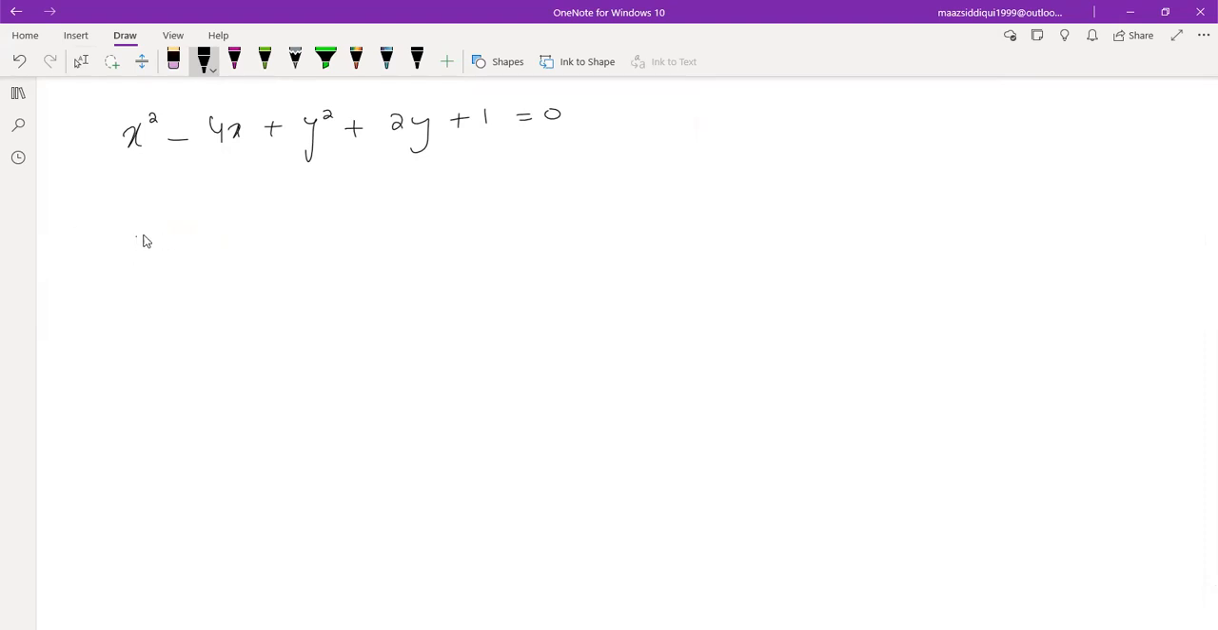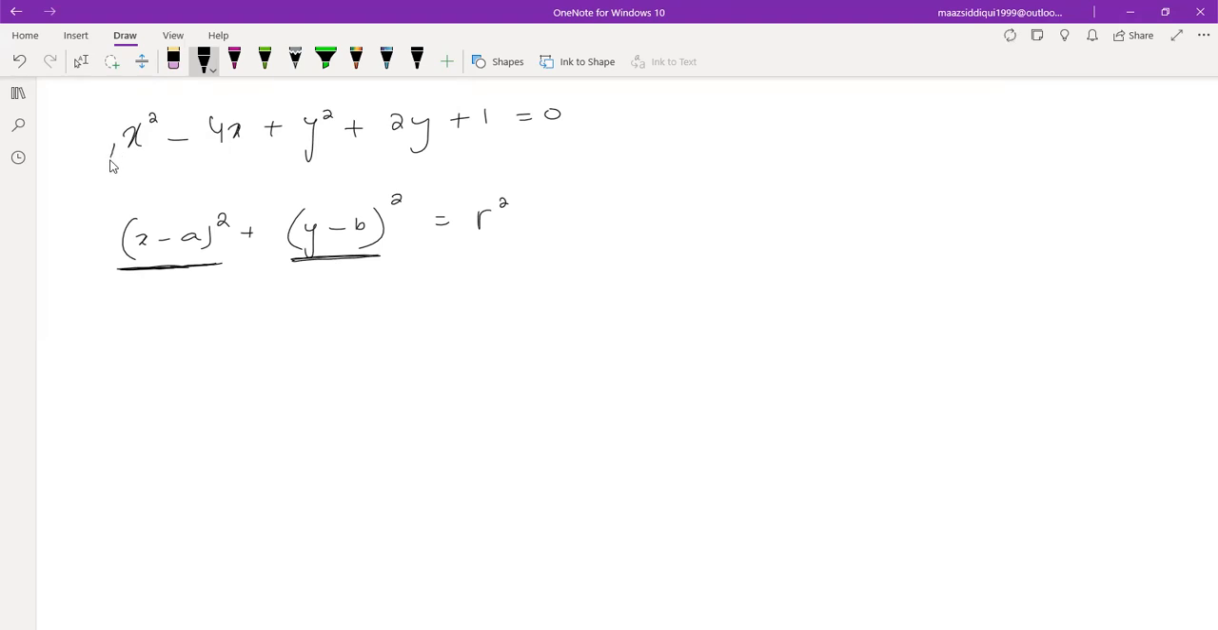Again, first write down the general equation, which is x minus h whole square plus y minus k whole square, and this is equals to r squared. So we have to figure out the values. We can see that there needs to be a squared bracket for x and then a squared bracket for y.